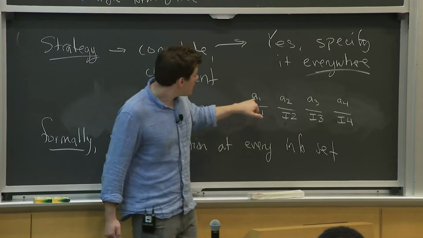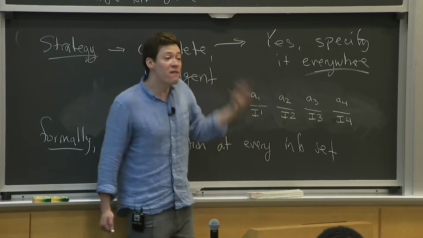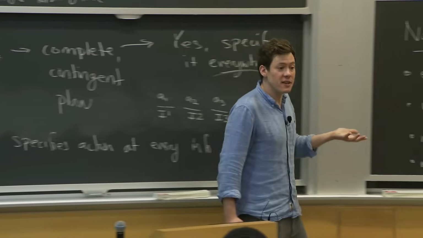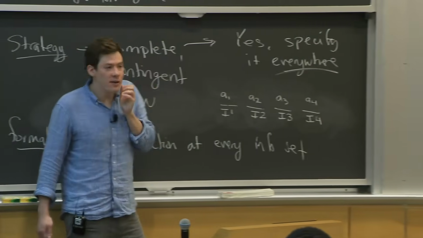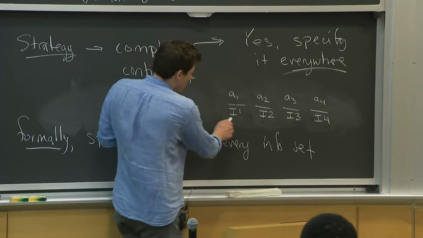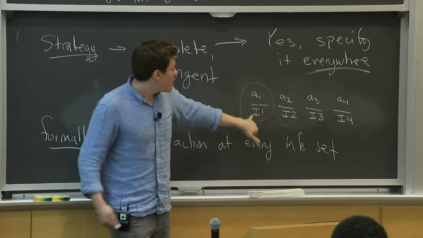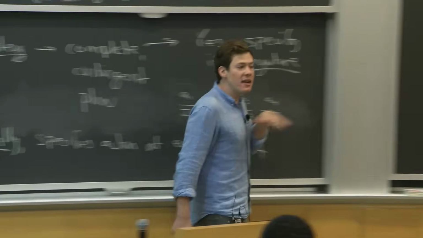And of course, the action that I take at information set 1 must be a feasible action at that information set. Right? If it was infeasible, then it wouldn't make sense. But here's a question. I said this action must be feasible at an information set. But an information set has many nodes.